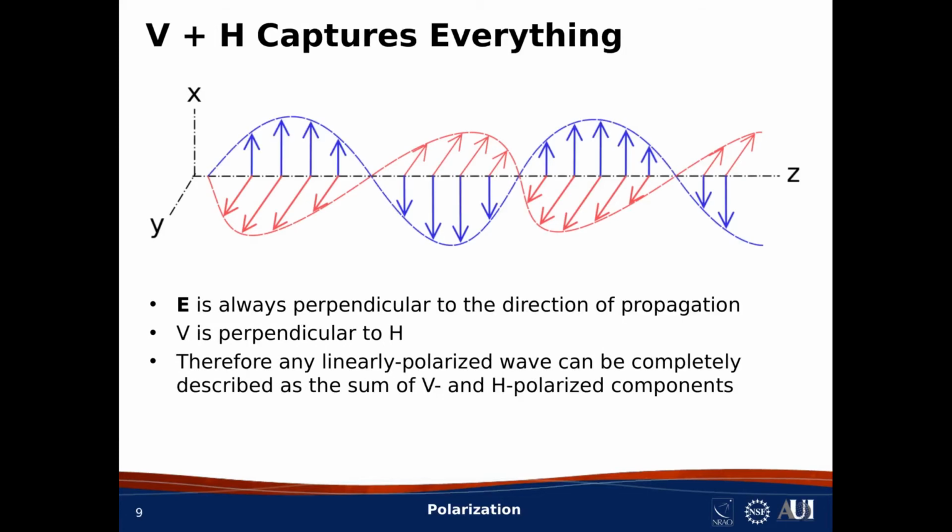If we define V and then we define H to be perpendicular to V, then it turns out that all of the power in the wave will be a combination of V and H polarized power. This is because the electric field vector is always perpendicular to the direction of propagation. So all of the electric field is represented by some combination of V and H polarized components.